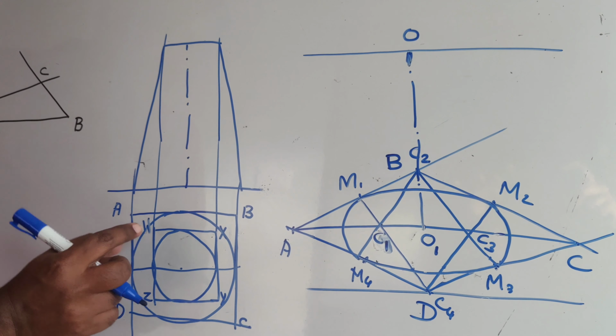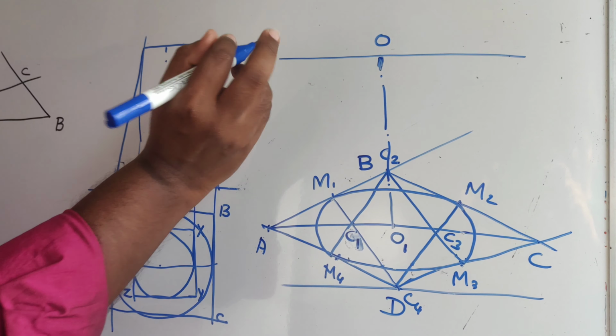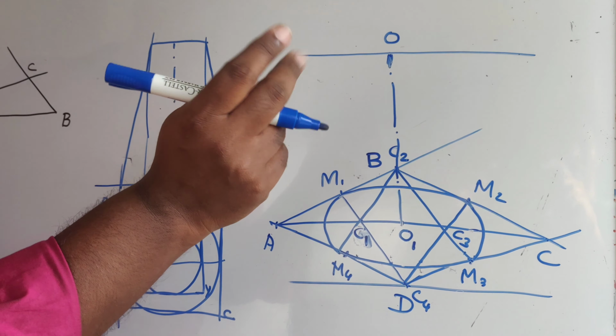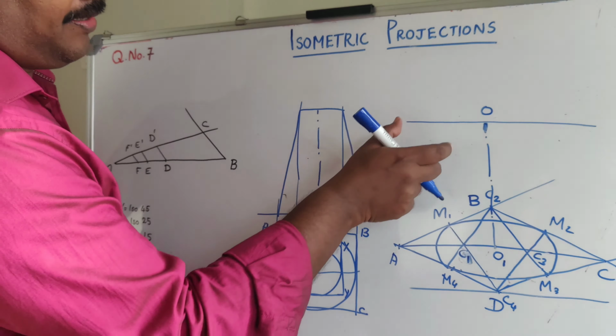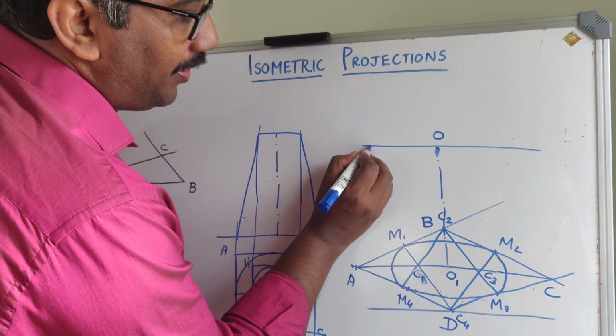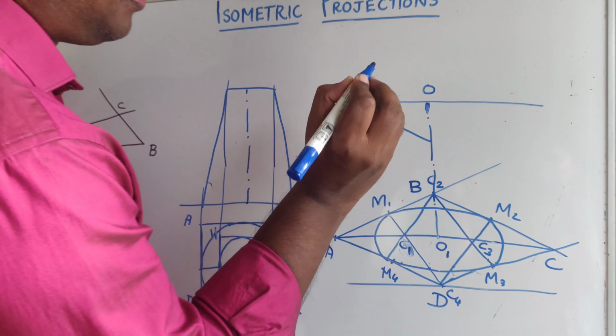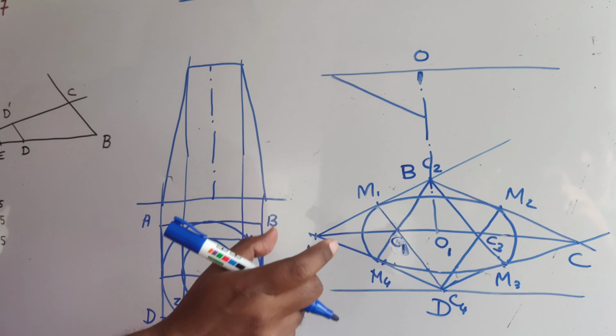That much length you can take, and that should be inclined at 30 degree. So two conditions should be satisfied. The length should be WX and the inclination is 30. By trial and error, you can find out the point from where it will start. Okay? Or you can do one thing.